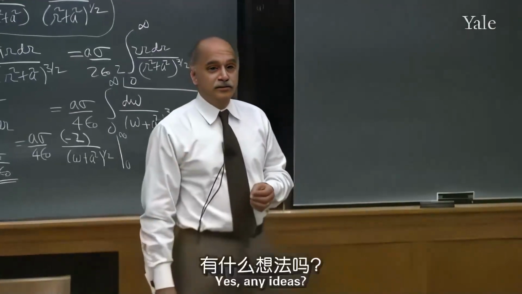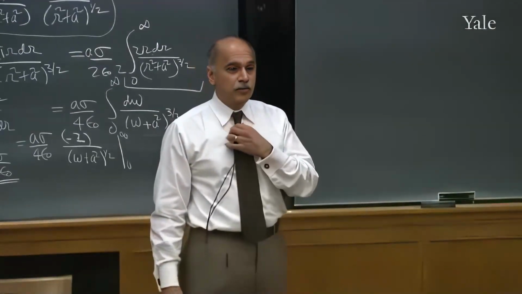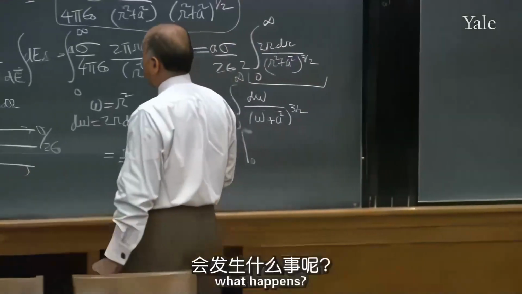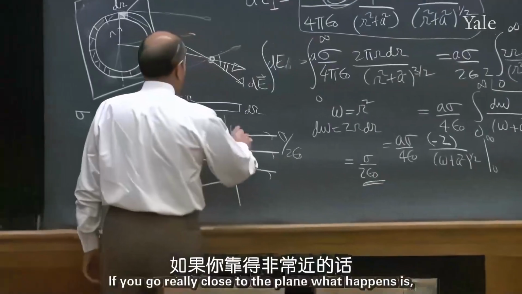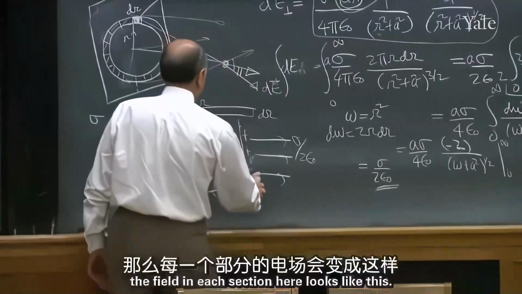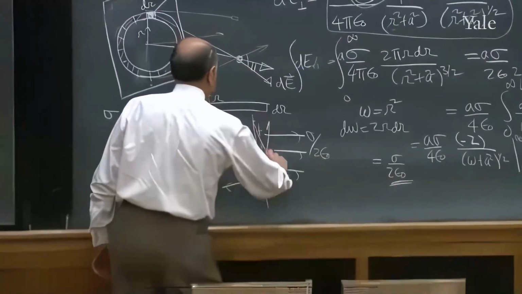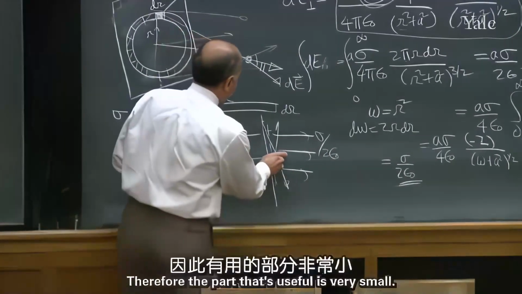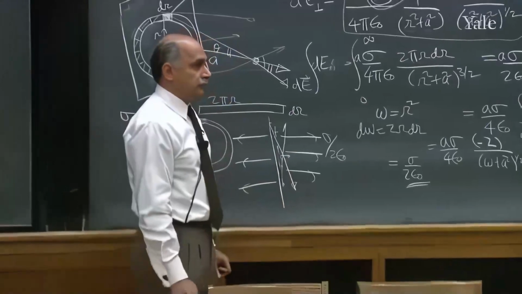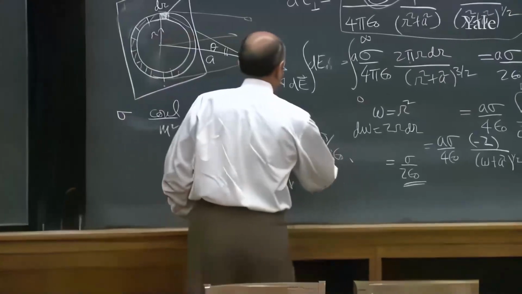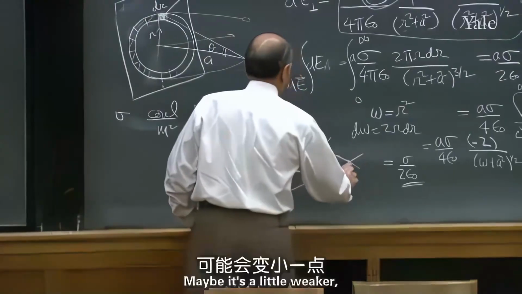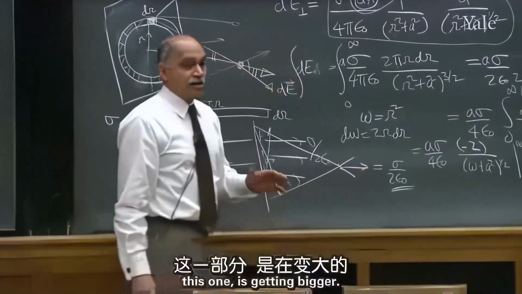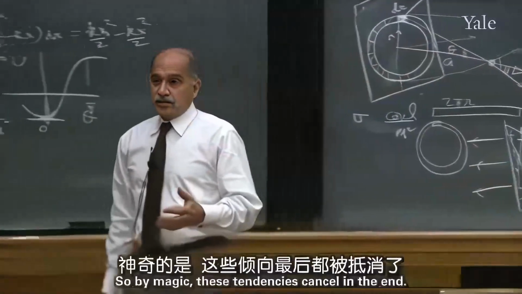Any ideas? For example, if you go very close to the plane, what happens? If you go really close to the plane, the field due to any section here looks like this. Therefore, the part that's useful is very small. If you go further away, you get things like that. Maybe it's a little weaker, but the part that's useful, this one, is getting bigger. So by magic, these tendencies cancel in the end.